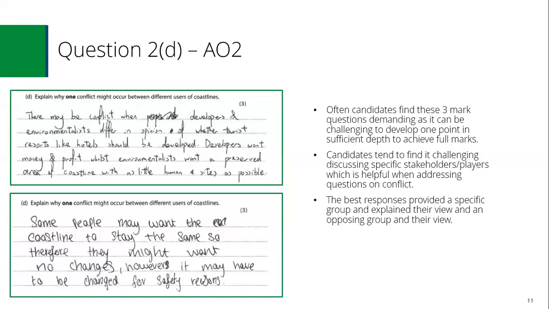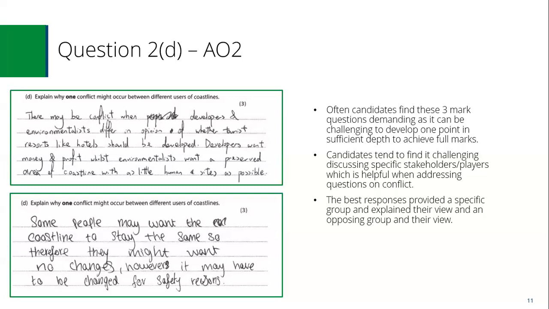In question 2D, explain one conflict that might occur between different users of coastlines. This was worth 3 marks, and to find the 3 marks, it demanded developing that one point in sufficient depth. These can be quite difficult for some students to really access that third mark, as candidates tend to find this challenging, as it's discussing specific stakeholders and players, which is helpful when addressing questions on conflicts.